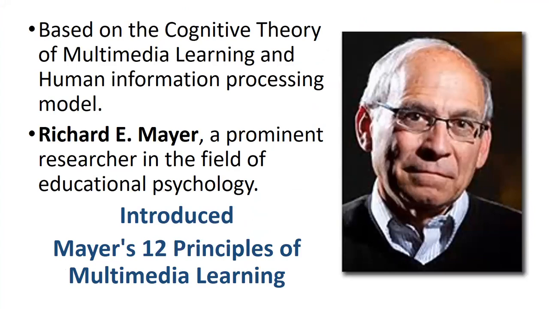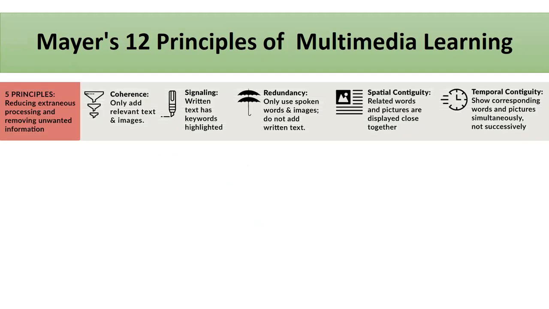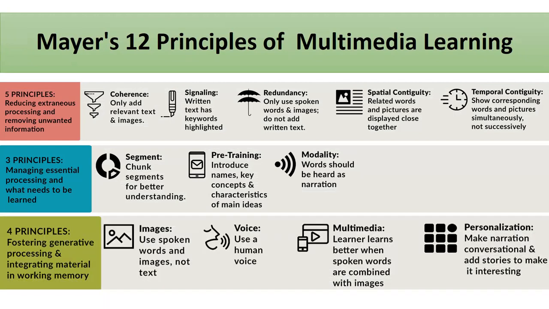Based on the cognitive theory of multimedia learning and human information processing model, Richard E. Mayer, a prominent researcher in the field of educational psychology, introduced Mayer's 12 principles of multimedia learning. What are these 12 principles? The first 5 principles are used for reducing extraneous processing and removing unwanted information. The other 3 are used for managing essential processing and words need to be learned. And the last ones are for fostering generative processing and integrating material in working memory. So these are the 12 principles that we'll be going through in coming videos.